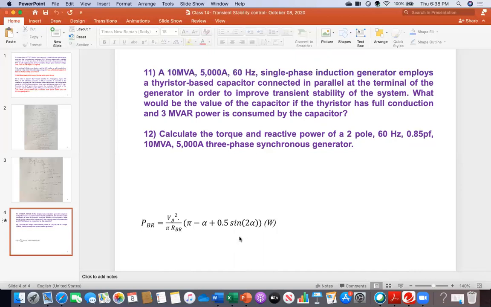Including the last equation, just read number 11. Both of you read number 11. Okay, Dr. Ali. Yeah, just read number 11.